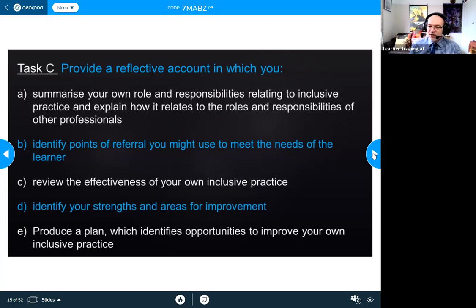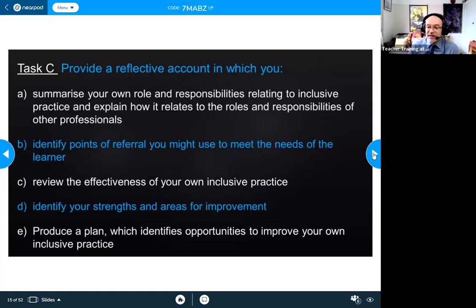You'll see the usual criteria appear in Task C that finish every unit on this qualification, and that's to review the effectiveness of, and so it's inclusive practice this time, and identify your strengths and areas for improvement. Those two little criteria appear at the end of every single unit. This one's a bit stronger this time, because it's got an E, which is about producing an action plan to identify how you're going to improve your inclusive practice.